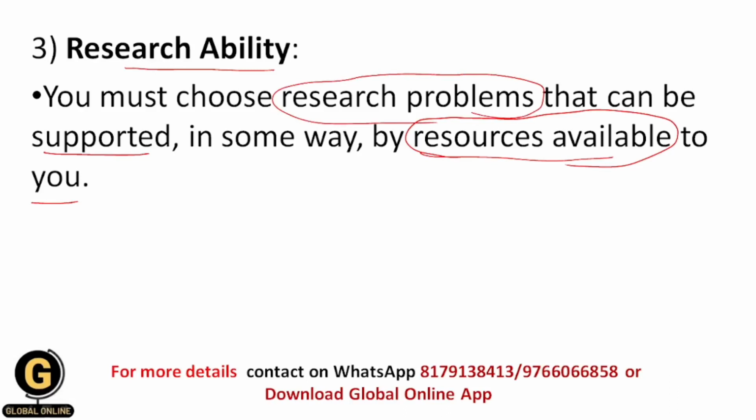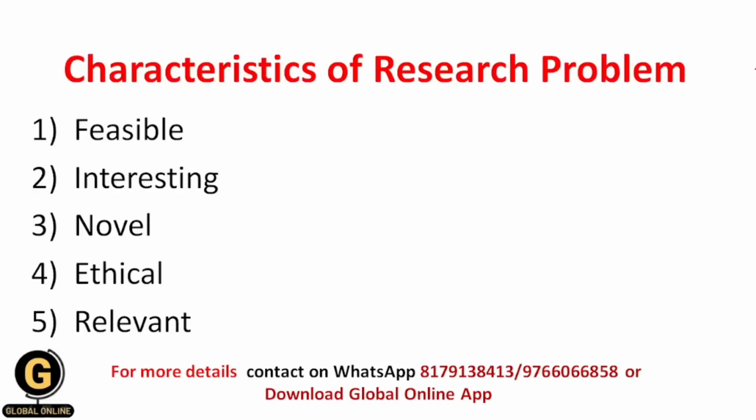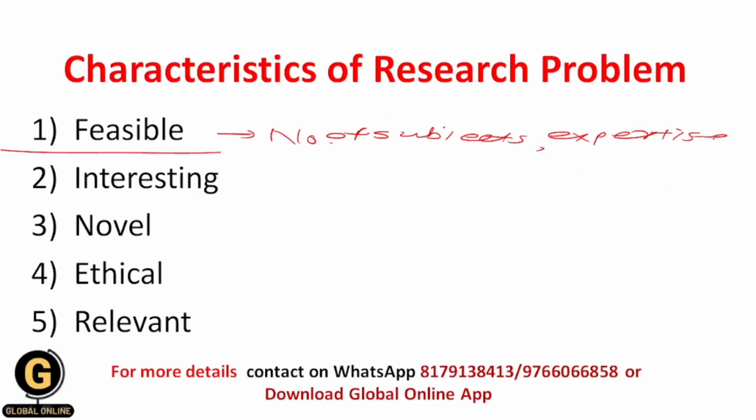Okay, now students, let us see the characteristics of a research problem. First is feasible. Feasible means your research problem should have an adequate number of subjects, then it should have technical expertise. Then it should be affordable in time and money, so it should have time and a sufficient amount of money, and also it should have a scope.